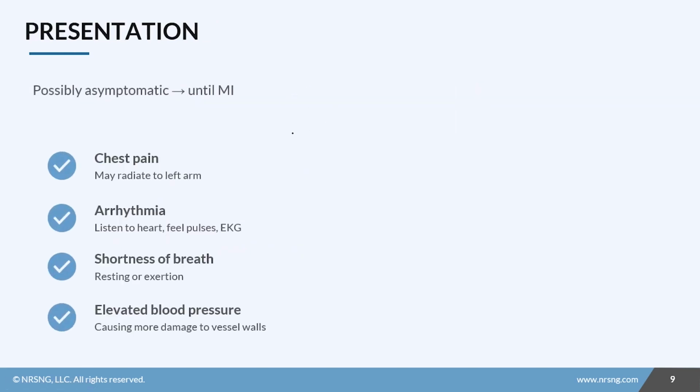Okay, so next we're going to look at how the patient presents. Something to understand is that the patient may not have any symptoms until they have a heart attack or a myocardial infarction. If they do have symptoms, they may have chest pain even while resting, and it might radiate to their left arm. They may have arrhythmias that will show up on that EKG.